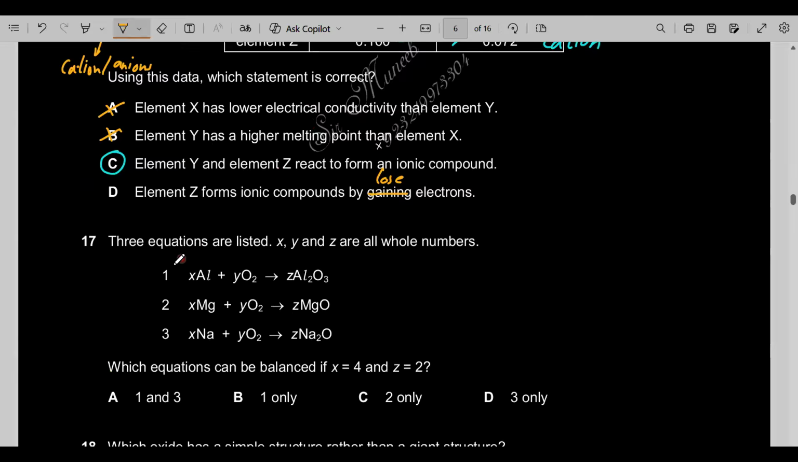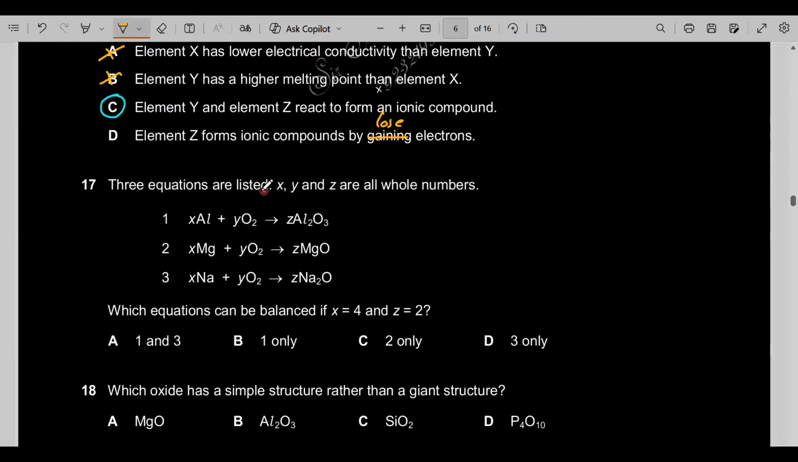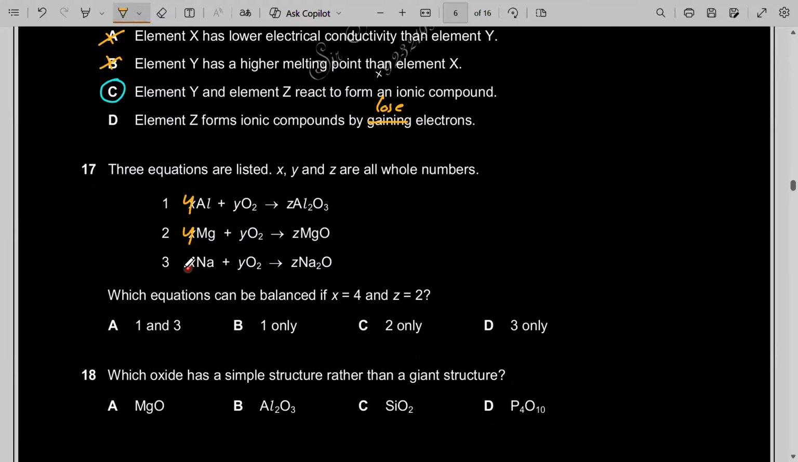Now, question number 17. Three equations are listed. X, Y, and Z are all whole numbers. Which equation can be balanced? So just put the values over here. X should be 4, so put 4 in all of these options. And Z is 2, so put 2 in all of these options. Now check which of the equations can be balanced.